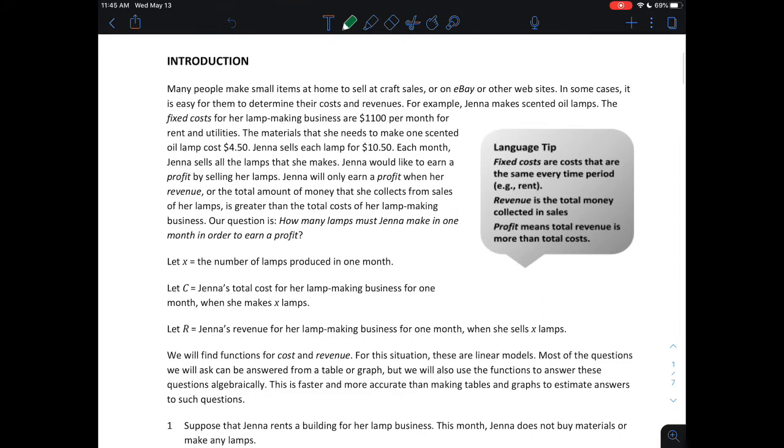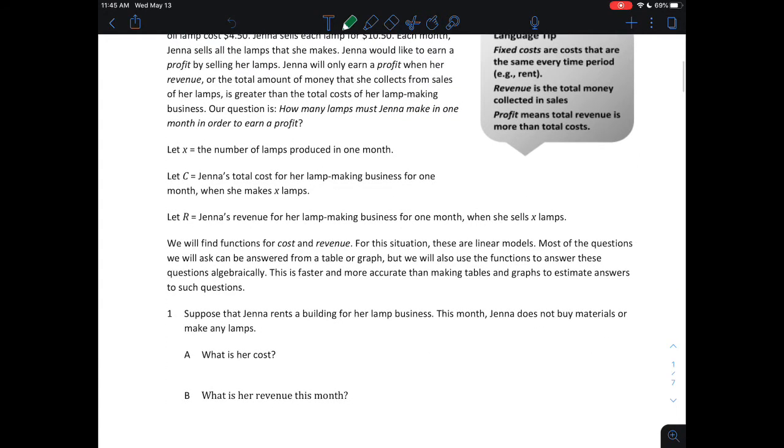So for this example, we are going to let X equal the number of lamps produced in 1 month. We also let capital C equal Jenna's total cost for her lamp-making business for 1 month when she makes X lamps. And we're going to let capital R equal Jenna's revenue for her lamp-making business for 1 month when she sells X lamps. We will find functions for cost and revenue. For this situation, these are linear models.